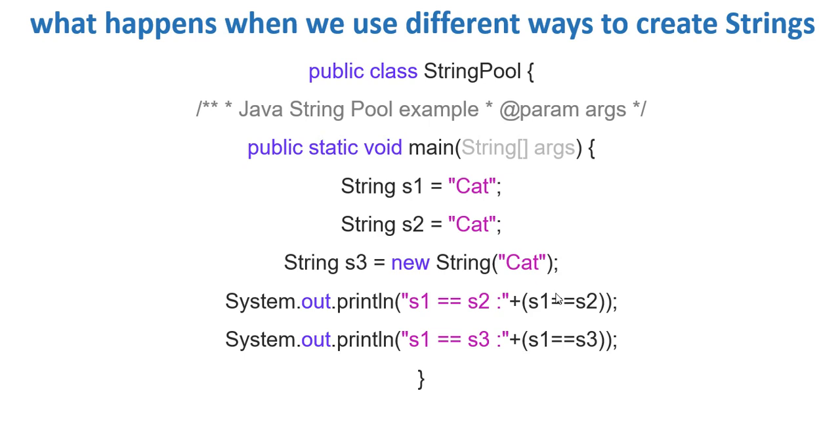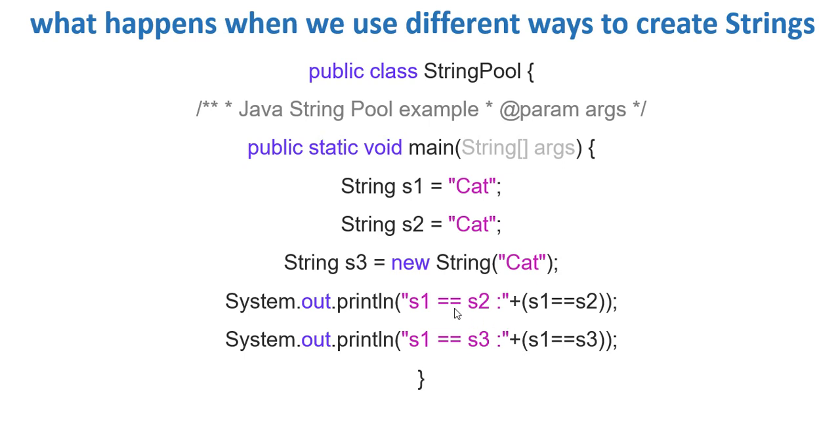false. We are not saying is cat equal to cat. No, we are not saying that. We are not directly saying that. We are saying is the reference of string s1 equal to the reference of string s2. That's what we are saying here. Here what is returned is a value, not the string. So let's check the output.